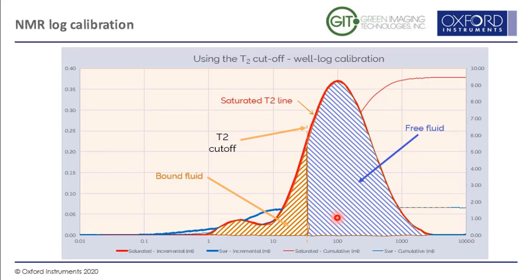A more accurate way to do the calculation is to take core plugs from multiple depths in the well, then perform the laboratory T2 measurements on the plugs and retrospectively apply the appropriate T2 cutoff value for each depth. This will lead to a more accurate assessment of free and bound volumes.